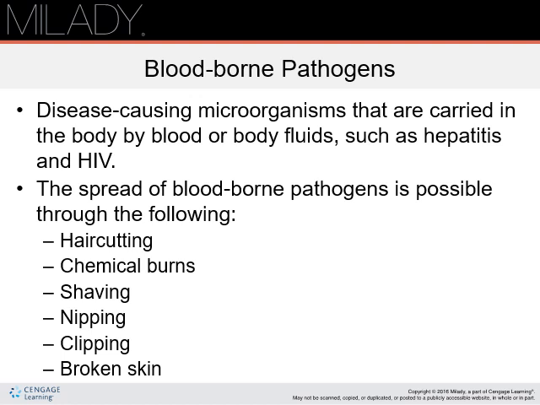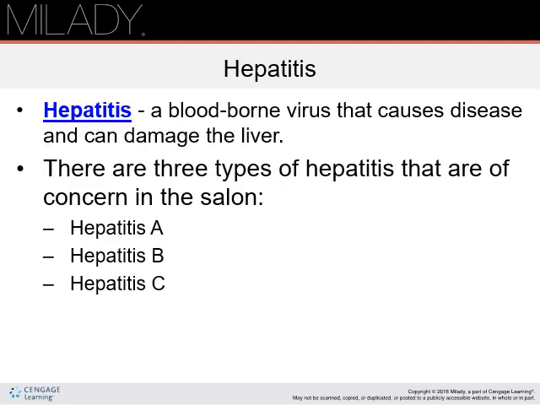Bloodborne pathogens are disease-causing microorganisms that are carried in the body by blood or body fluids, such as hepatitis and HIV. The spread of bloodborne pathogens is possible through the following: haircutting, chemical burns, shaving, nipping, clipping, broken skin. Hepatitis is a bloodborne virus that causes disease and can damage the liver. There are 3 types of hepatitis that are concerned in the salon: hepatitis A, B, and C.